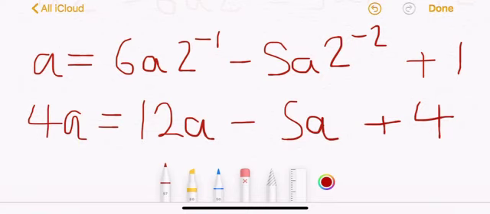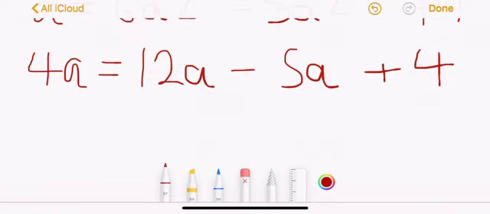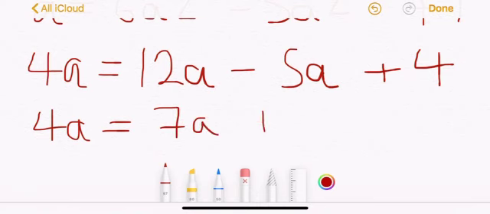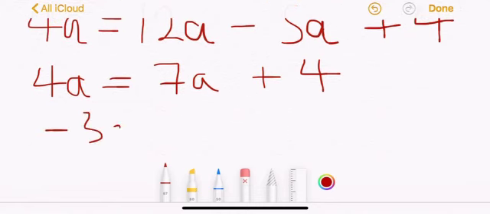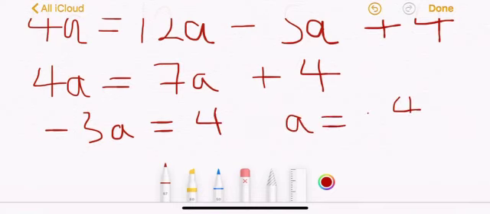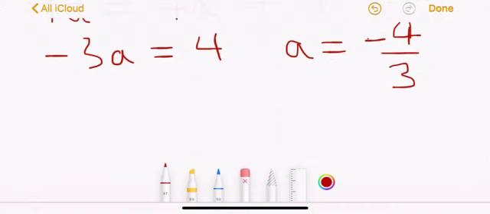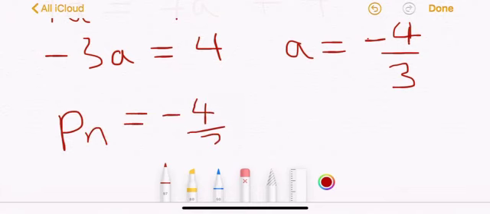Well, we can use this to work out what the value of a is. So what do we get there? We get 4a equals 7a plus 4. So actually, what have we got? We've got minus 3a equals 4. So a equals minus 4 over 3. So that gives me a particular solution of p_n equals minus 4 over 3 times 2 to the n.